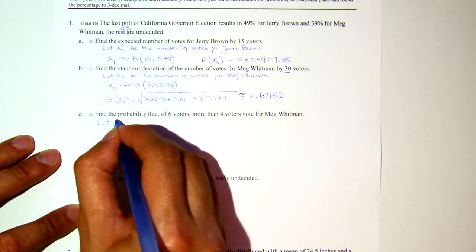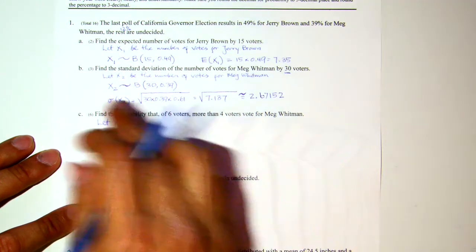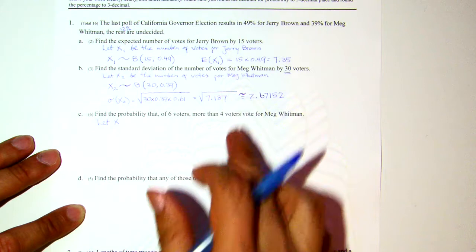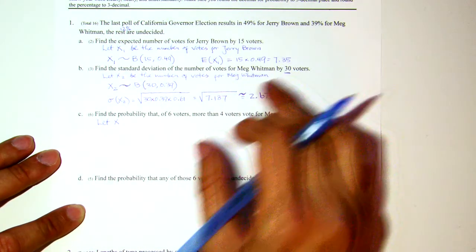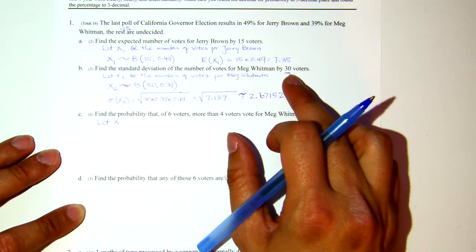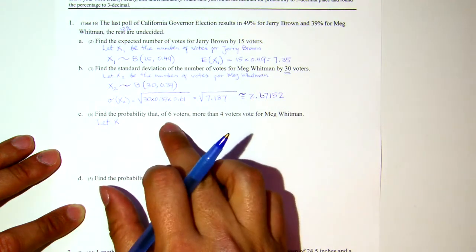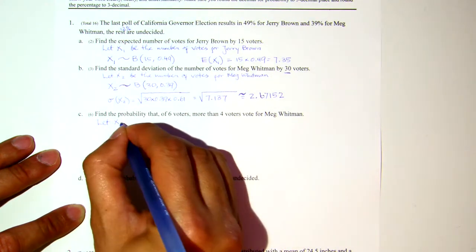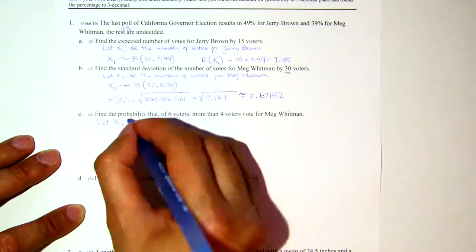Let's define a new random variable. Even though part B and part C are both for McWhitman, the number of trials is different. Earlier it was 30 for part B. For part C, now you have only 6 voters. So that should constitute a new random variable.